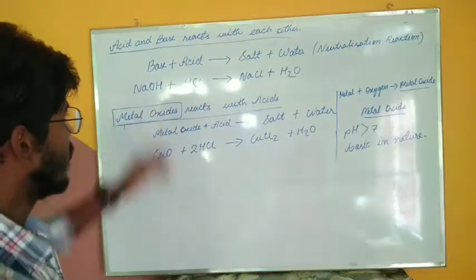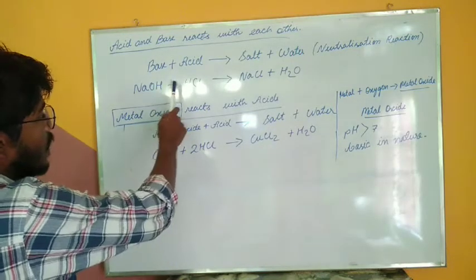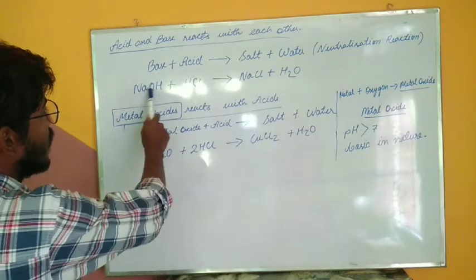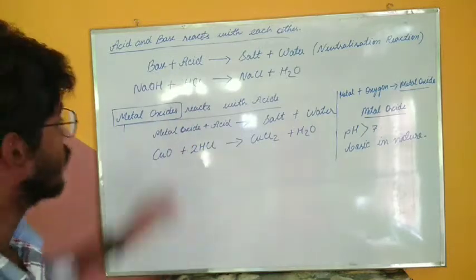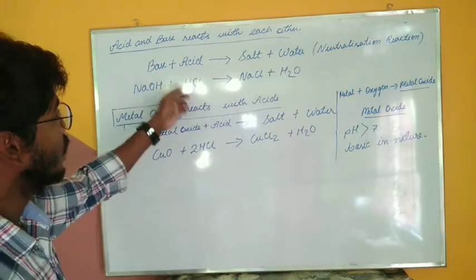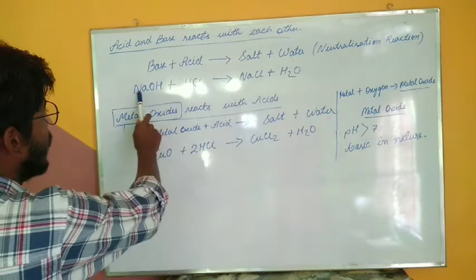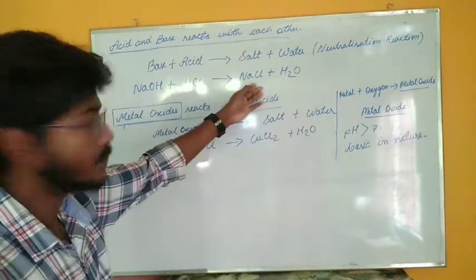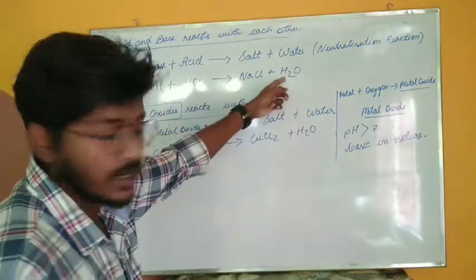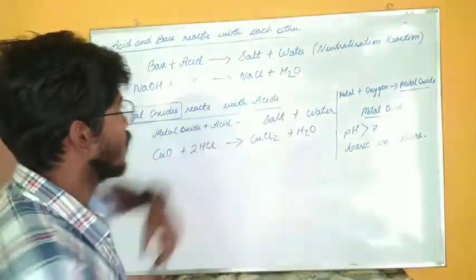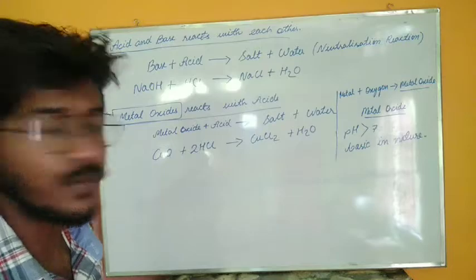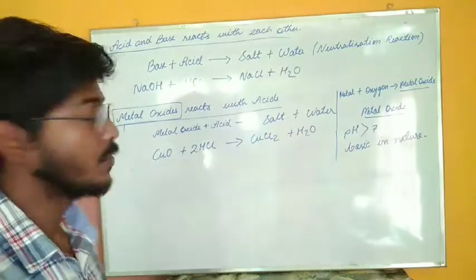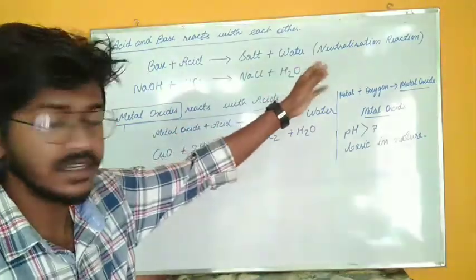So now you see, for example, if I take sodium hydroxide and react it with hydrochloric acid, what happens here? Sodium hydroxide is a base and hydrochloric acid is an acid. So sodium will displace hydrogen, and it will form sodium chloride. Then another product will be water, H2O. So you should always remember that when an acid reacts with a base, it gives out salt and water, and we call this kind of reaction a neutralization reaction.